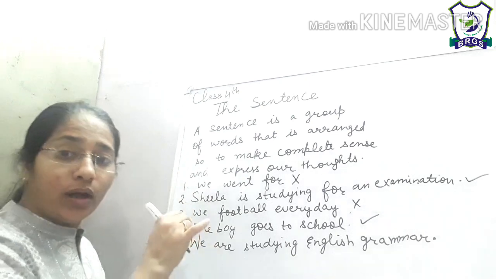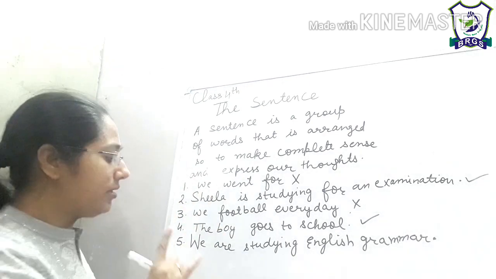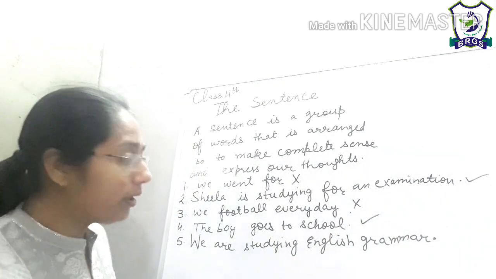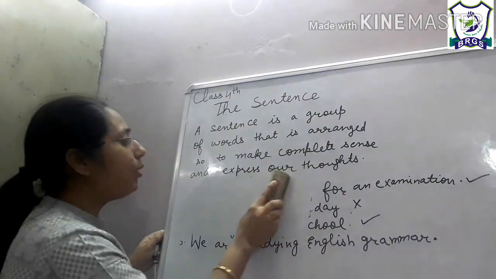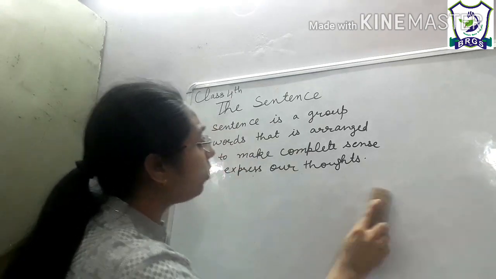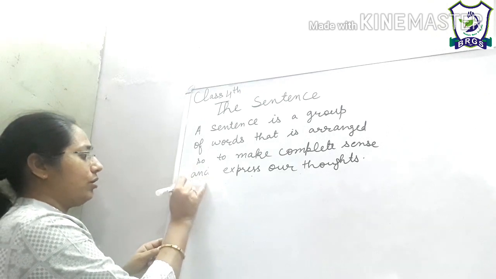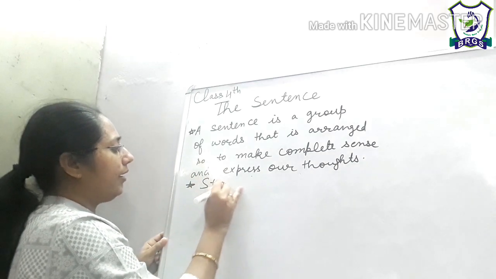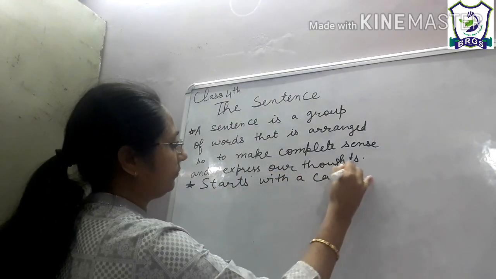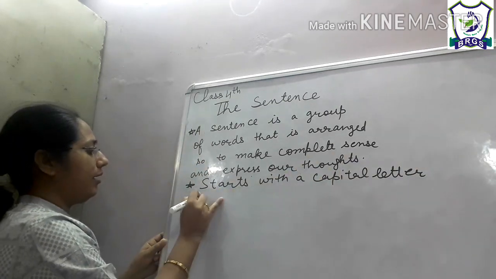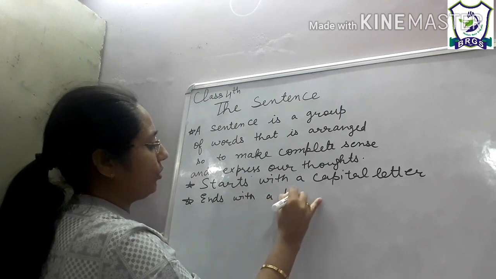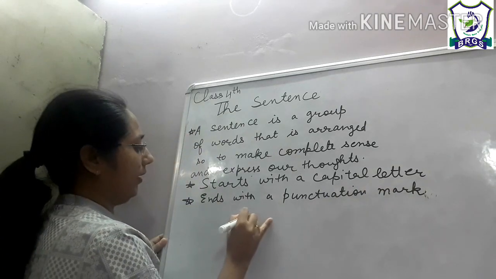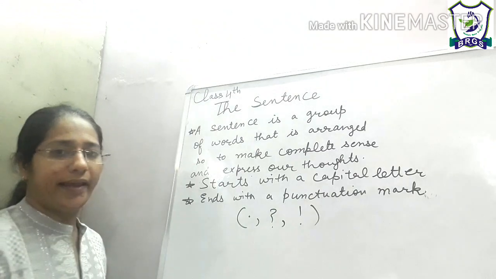So what other important rule now we have learned about the sentences? That it must start with a capital letter and it must end with not only a full stop. It depends on the kind of sentence, whether we will end it with the full stop or the question mark or the exclamation mark. So what more important rules we have learned about sentences? That it starts with a capital letter and ends with the punctuation mark. It can be full stop, it can be question mark, or it can be exclamation mark, right?